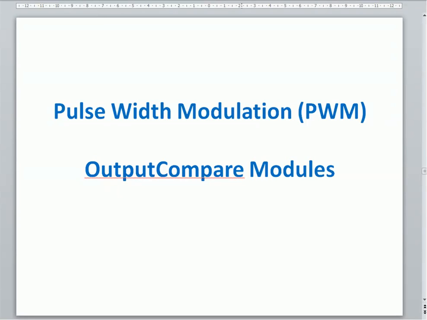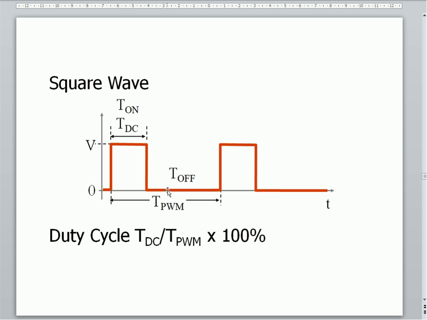Okay, in today's video lecture, we want to talk about pulse width modulation. Most people just call it PWM, and it's part of what's called the output compare modules. And it's about generating a continuous square wave.